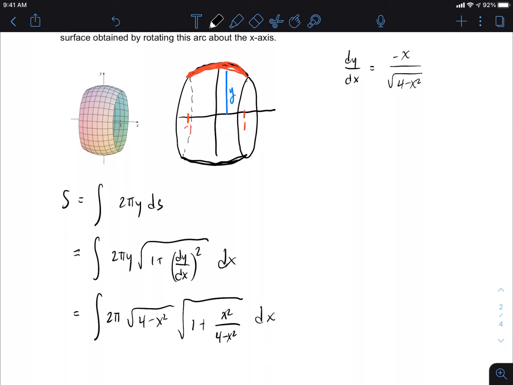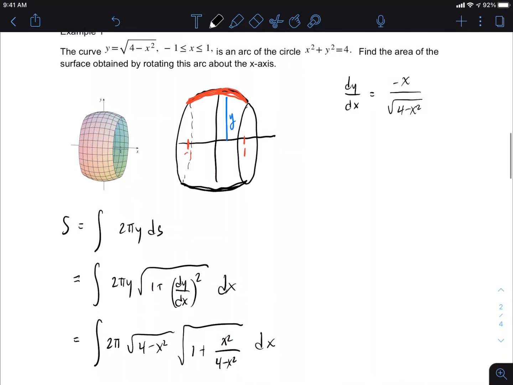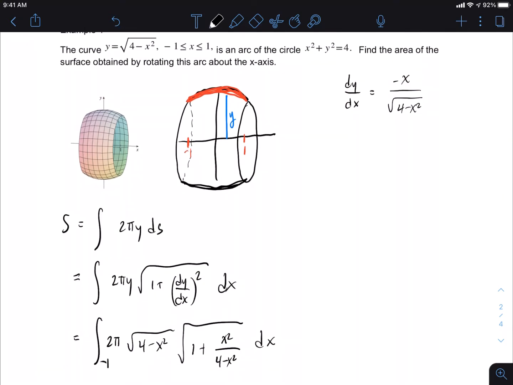Now, what were my bounds? -1 to 1. So I'm going to go from -1 to 1. Okay, so it's circumference with arc length to be able to get the surface area of this rotation that we're having. Does that make sense? It's the circumference, right? How we're going to get around, times the surface area, or I'm sorry, the arc length, to be able to just get the surface area of this thing.